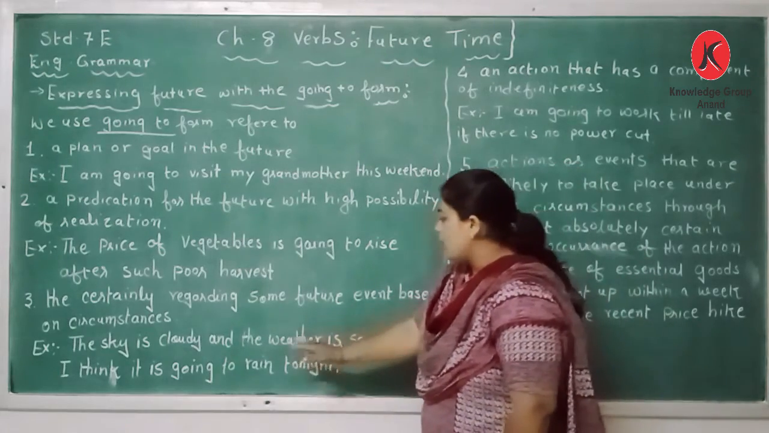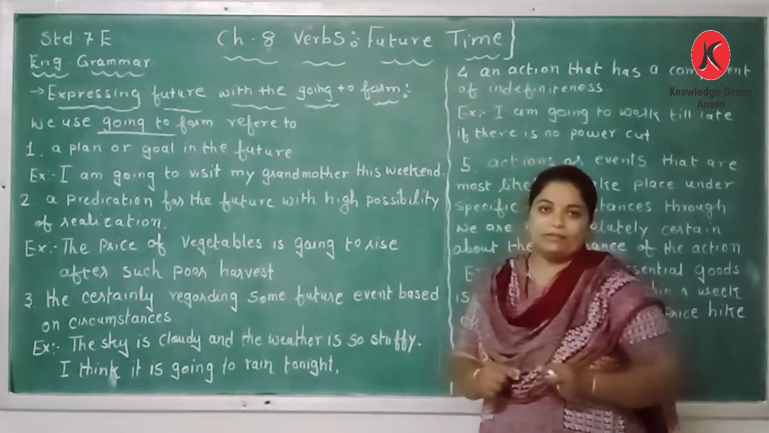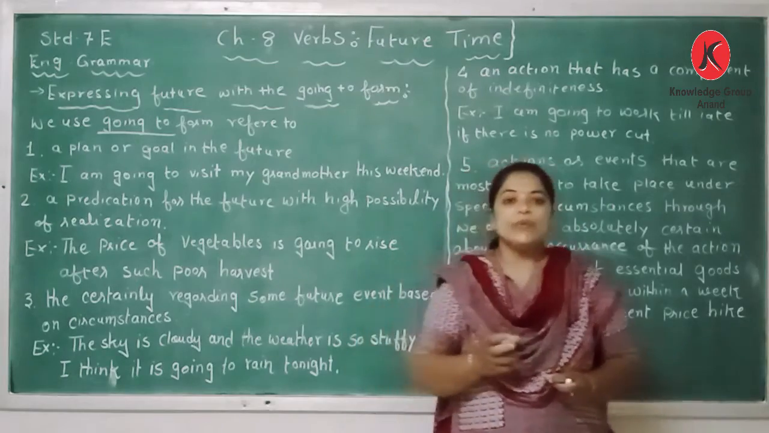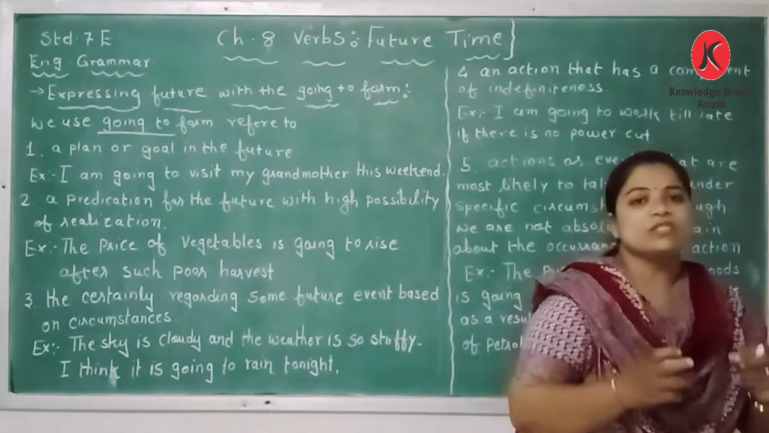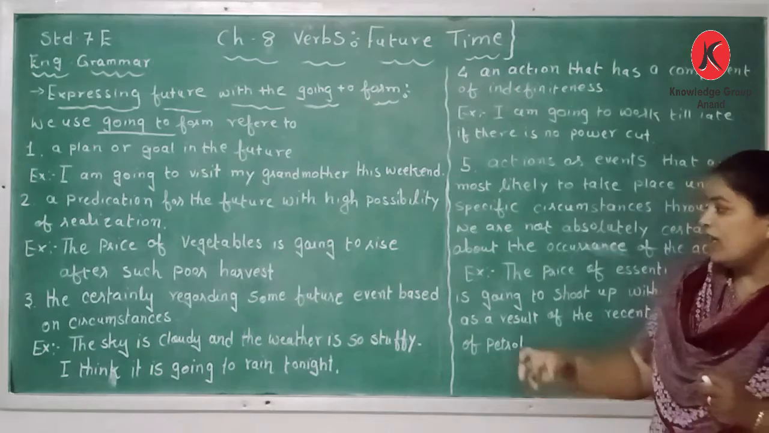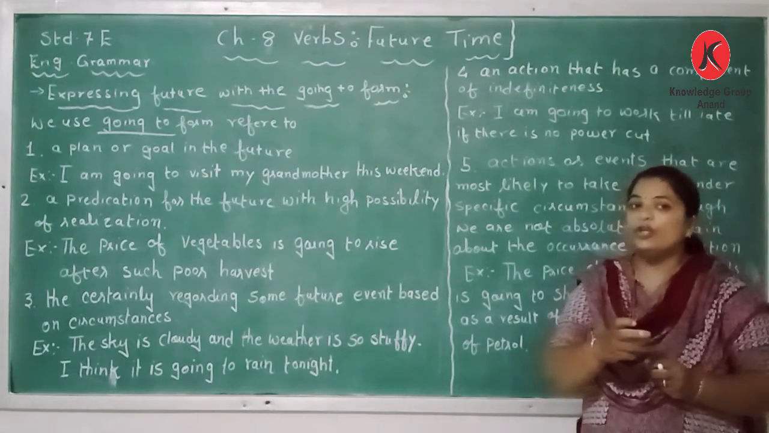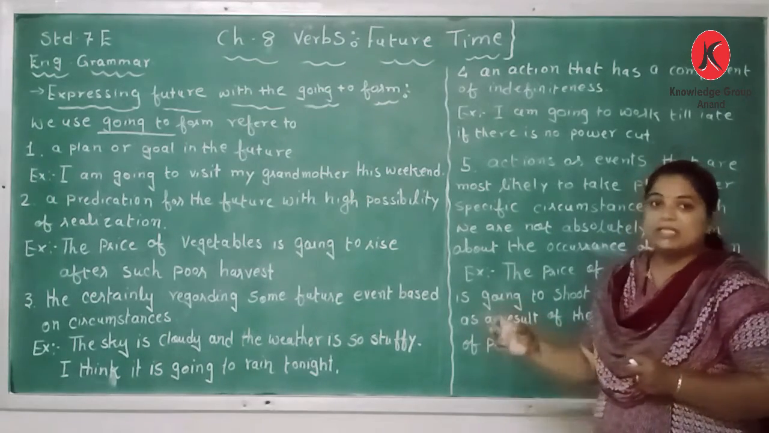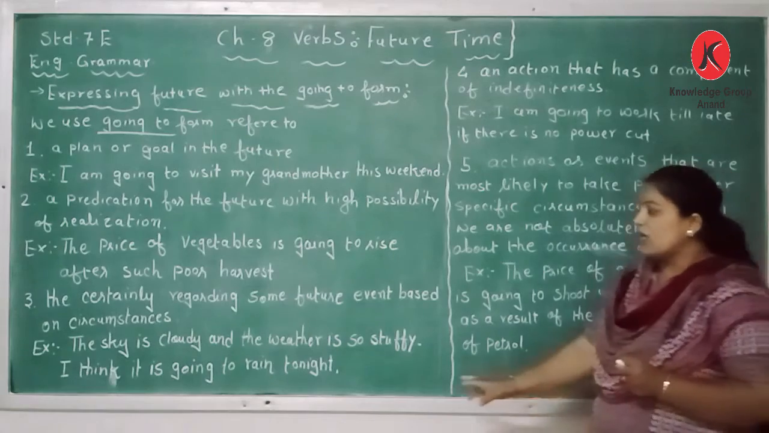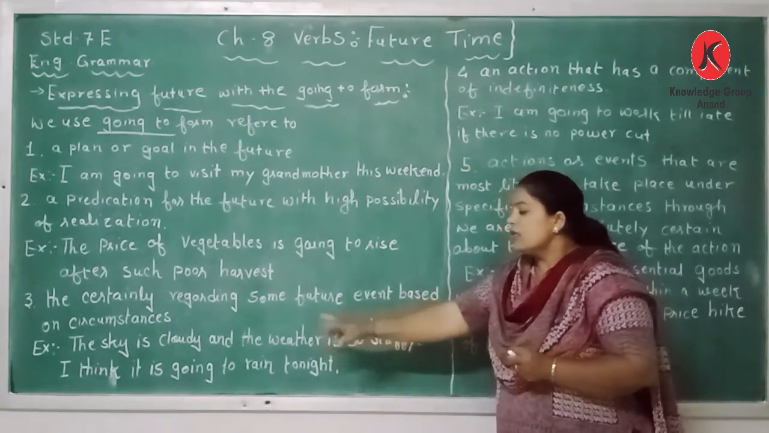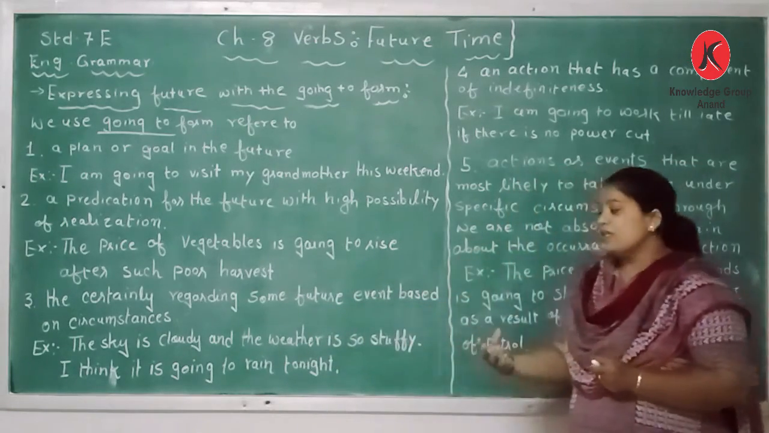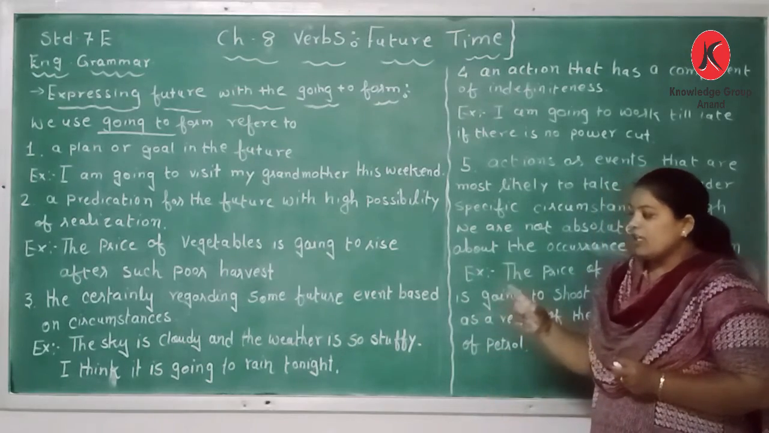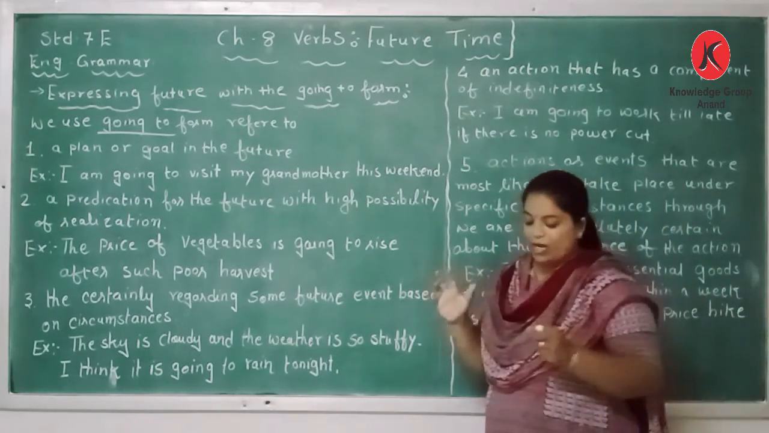The sky is cloudy and the weather is so stuffy. The sky is very cloudy and the weather is so stuffy. So, what is it? Circumstances are taking place. According to the circumstances, we use the going to form. What are the circumstances? The sky is cloudy and the weather is stuffy. I think it is going to rain tonight.